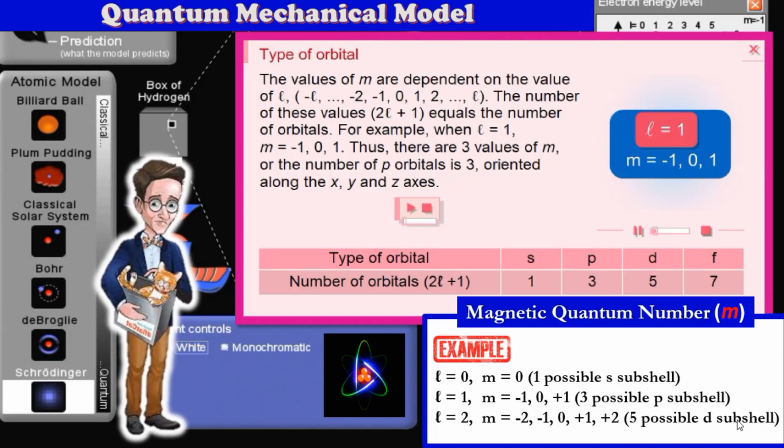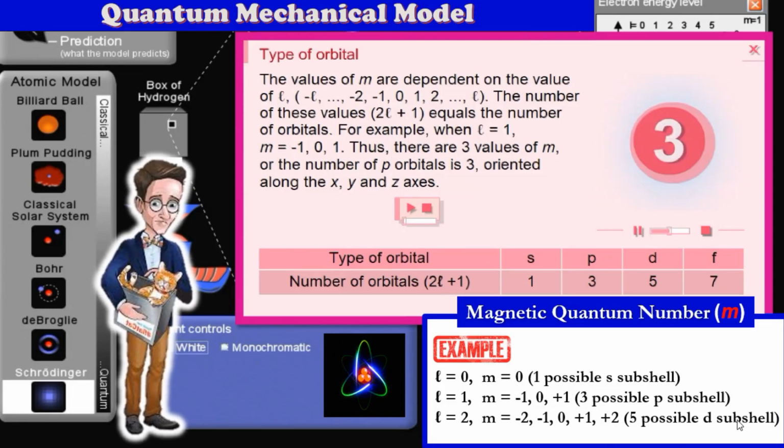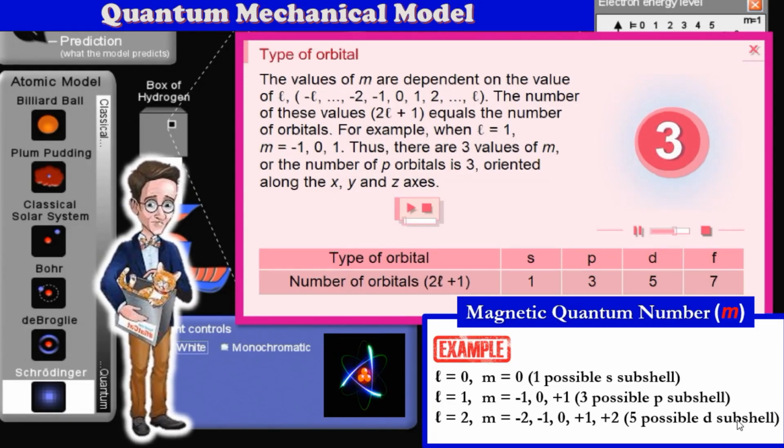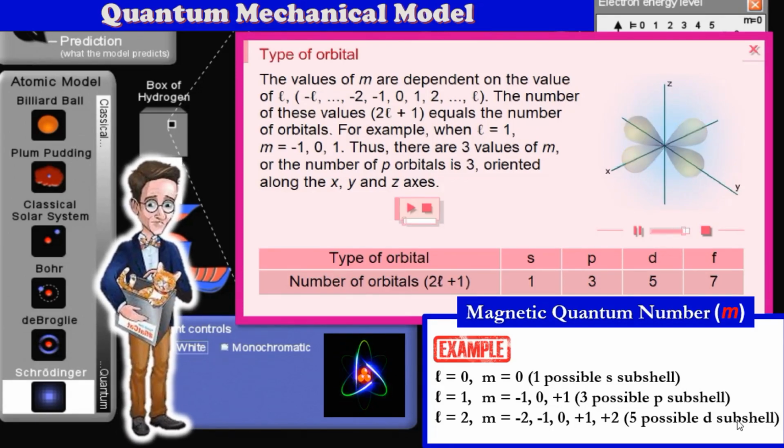For example, when L equals 1, m equals minus 1, 0, 1. Thus, there are 3 values of m, or the number of p orbitals is 3, oriented along the x, y, and z axes.